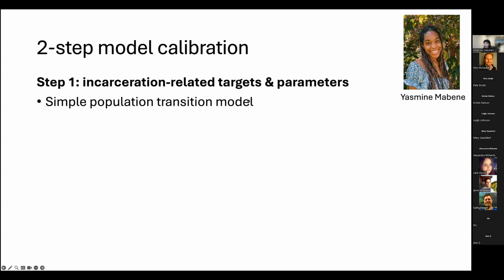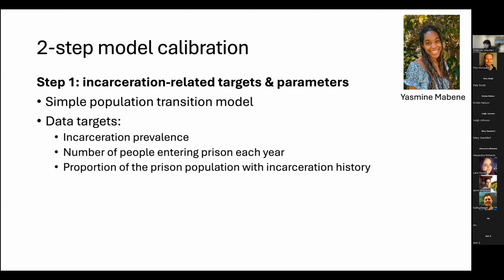And I'll note that this population transition model had the same 4 population strata that I showed you previously, except that it additionally distinguished between those in prison who were there for the first time or who were there for a repeat incarceration. And that was so that we could fit to some of our data targets, as I will now describe.